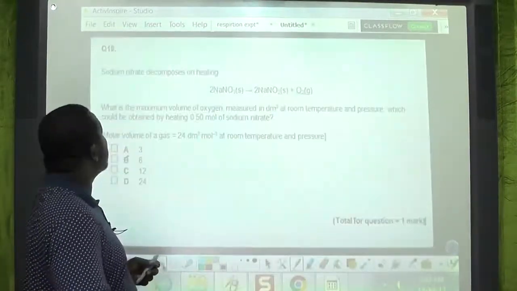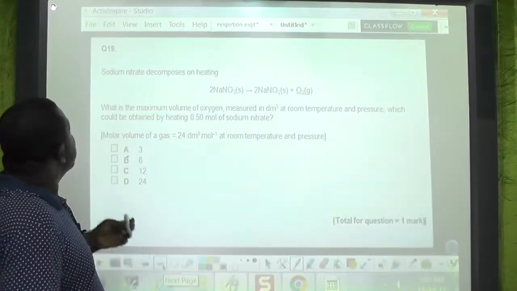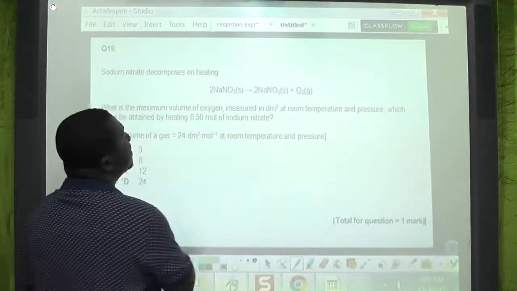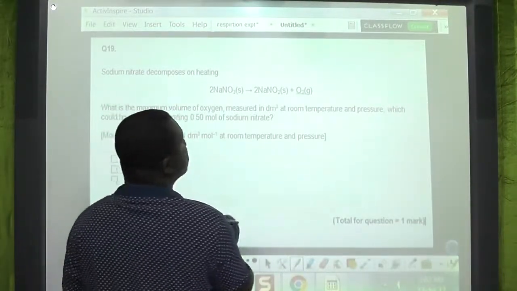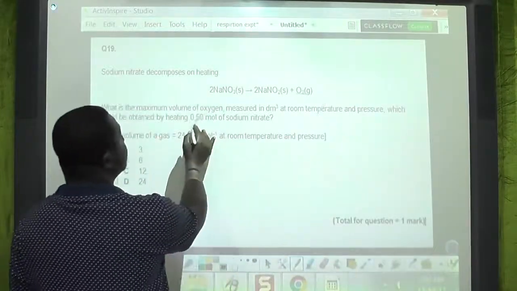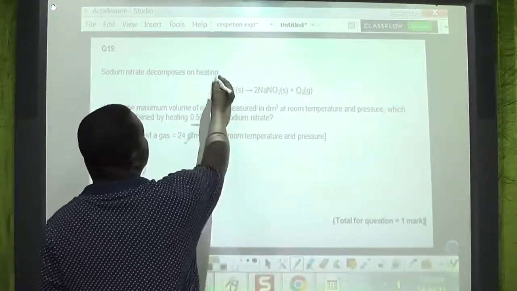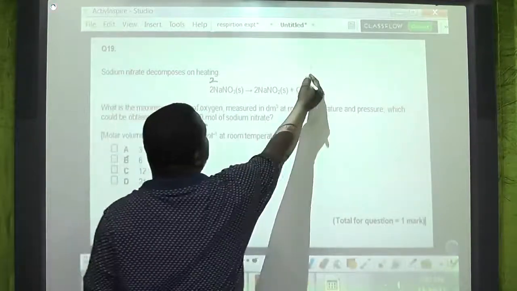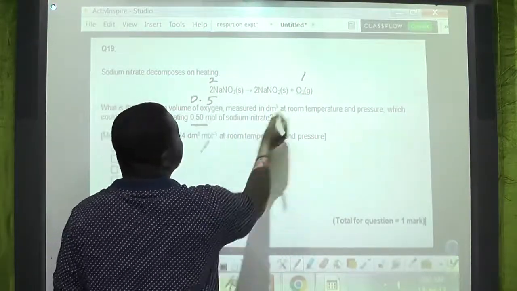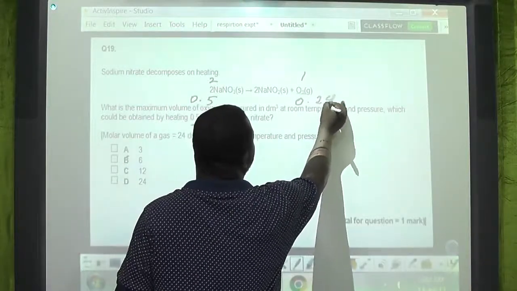The last question now, students. Sodium nitrate decomposes on heating to give this. What is the maximum volume of oxygen we need at RTP, which could be obtained from 0.5 mole? Okay, we know the mole ratio is 2:1. If this is 0.5 mole, this has to be 0.25 mole. Of course, we know that.